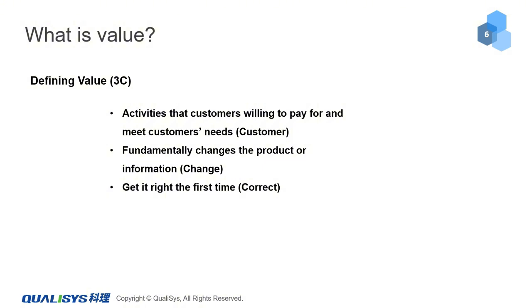So that's how we define value. So if you take a look at your process, your manufacturing process, your production process, you find there are many activities we are doing. And based on the three criteria, you can see how many steps or how many activities are of value to the customer.